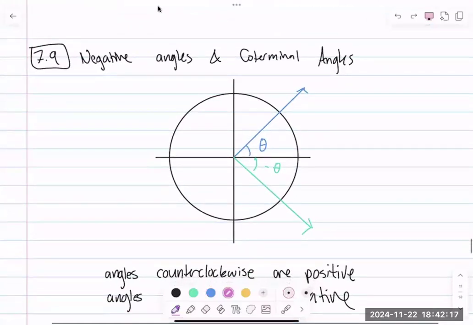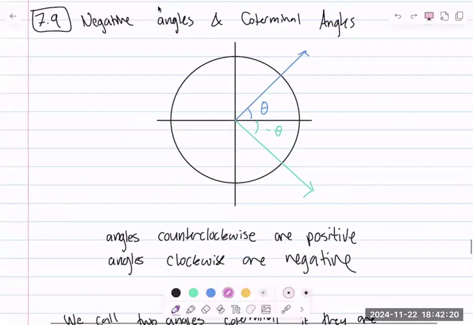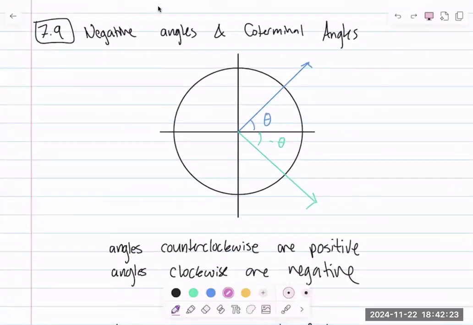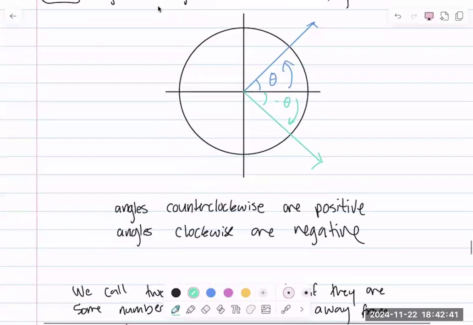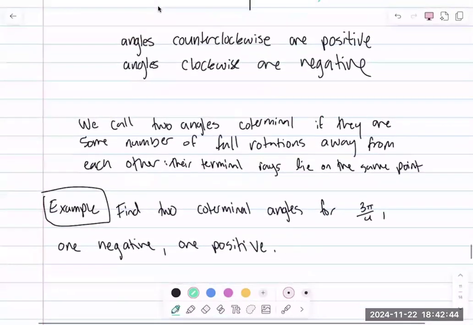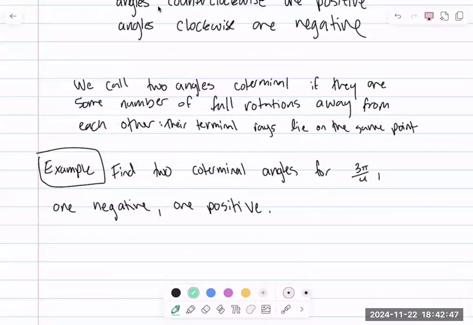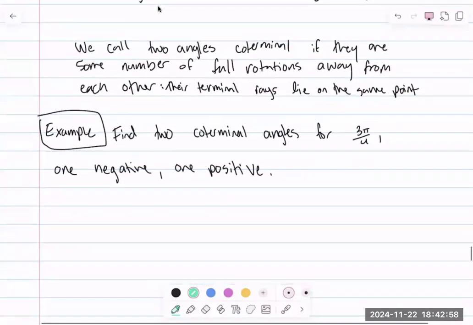Finally, with 7.9, almost finally, second to last one. This was negative angles and coterminal angles. So by convention, we say that counterclockwise angles are positive and clockwise angles are negative. So this blue angle right here, just like what we've been doing for forever, it's a value of theta. If we go clockwise instead, that's negative theta. Okay. We call 2 angles coterminal if they are some number of full rotations away from each other. Or in other words, their terminal rays lie on the same point. If I was physically here with you guys, I would be rotating myself to demonstrate, but you'll have to think of a picture in your head.